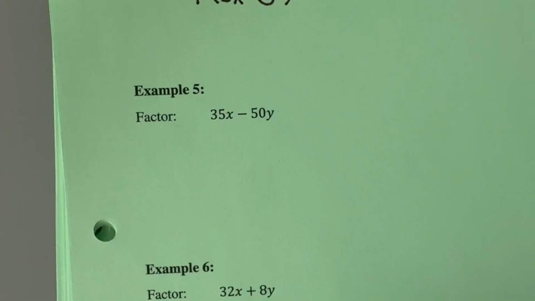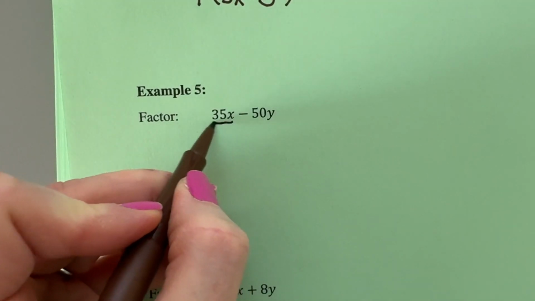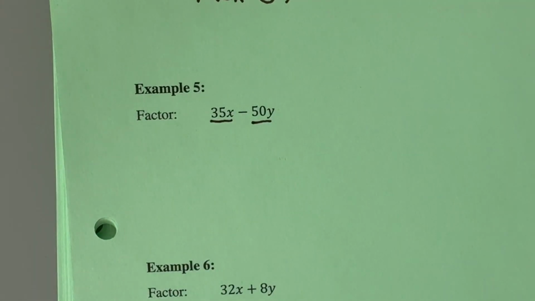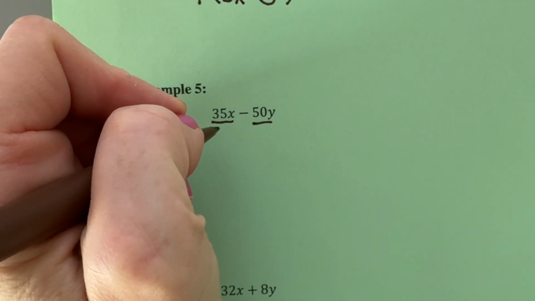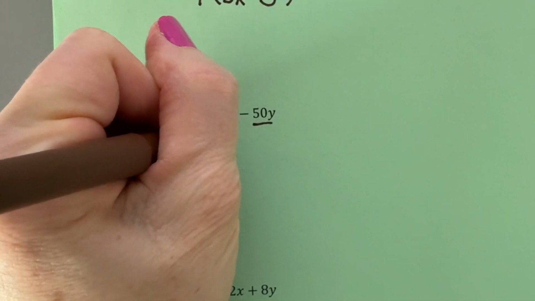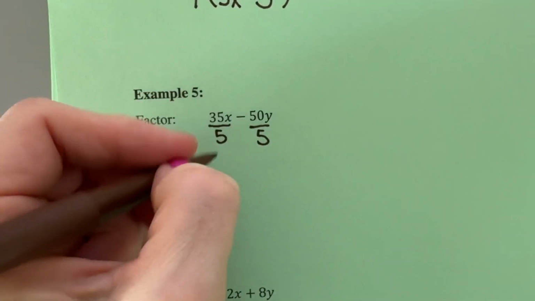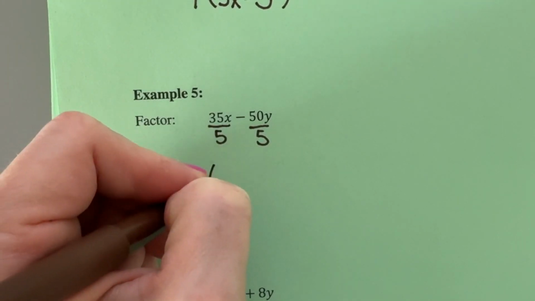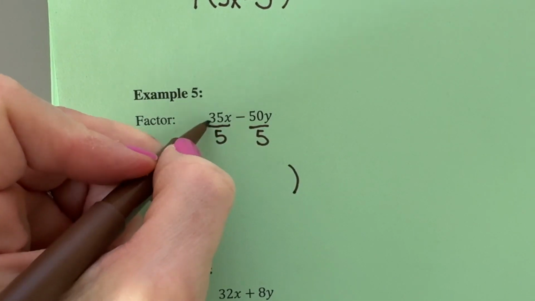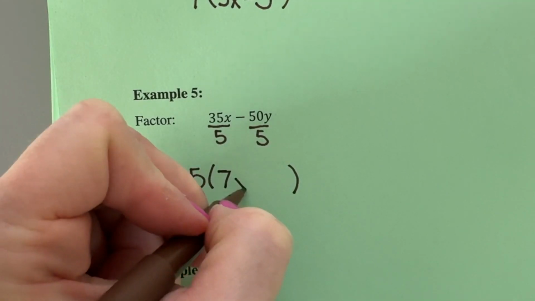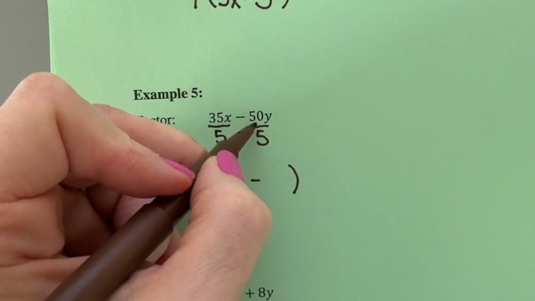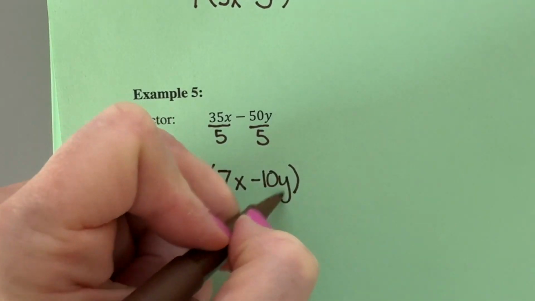Example 5. What do you think? 35 and 50. I'm thinking 5. So that would be 5 out front, with 35 divided by 5, that's 7x, minus 50 divided by 5 is 10y.